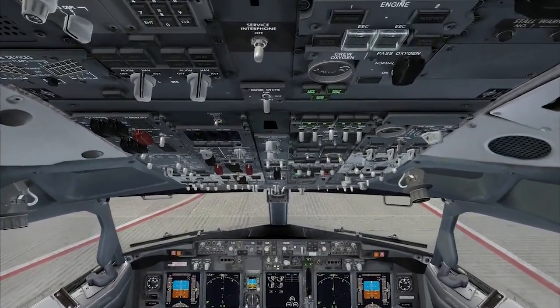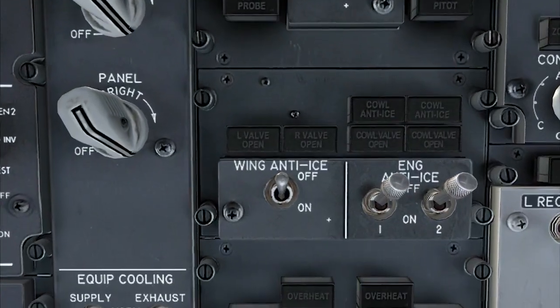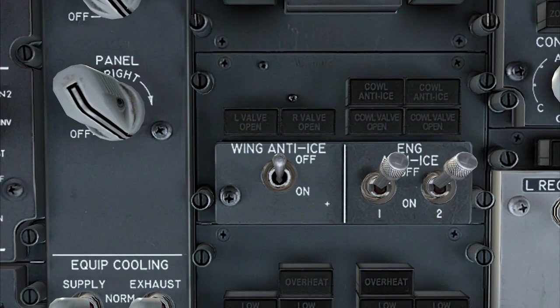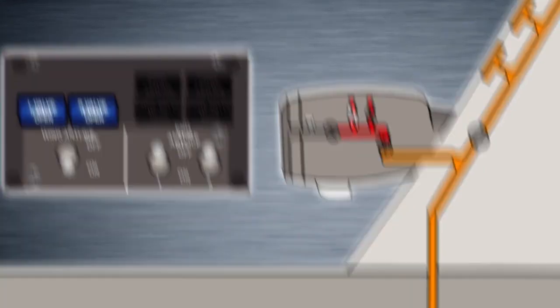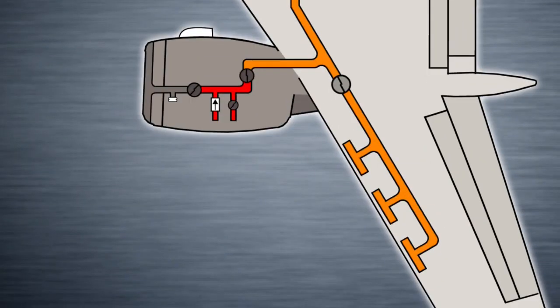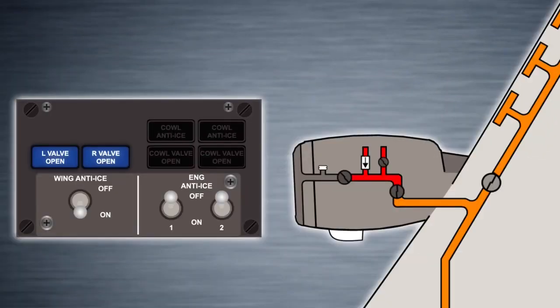Controls and indications for the wing anti-ice system are located on the forward overhead panel. There is a single wing anti-ice switch which provides control over anti-ice for both wings. This switch opens and closes 2 wing anti-ice control valves which permit the flow of bleed air into ducting in the wing. The wing anti-ice control valves are powered by 115-volt AC.